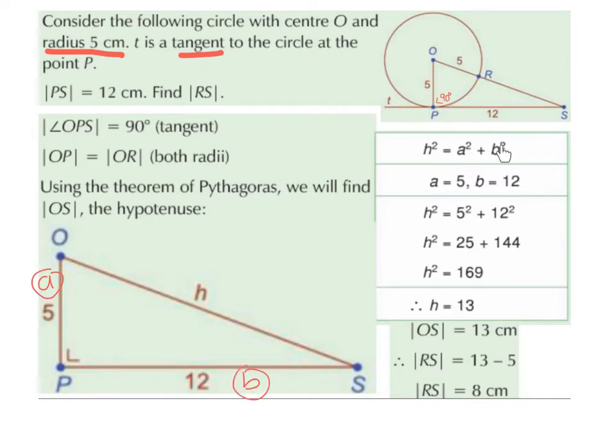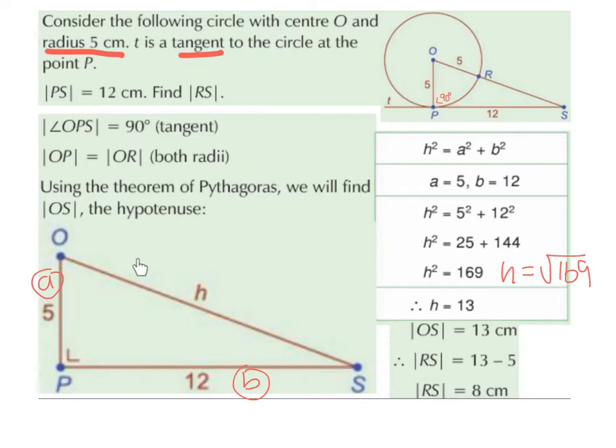So we have h squared equals a squared plus b squared. We're going to let a be 5 and b be 12. So we get h squared equals 5 squared plus 12 squared. 5 squared is 25, 12 squared is 144, 25 plus 144 is 169, so h squared equals 169. So h is going to be the square root of 169, and the square root of 169 is 13, so h is equal to 13.